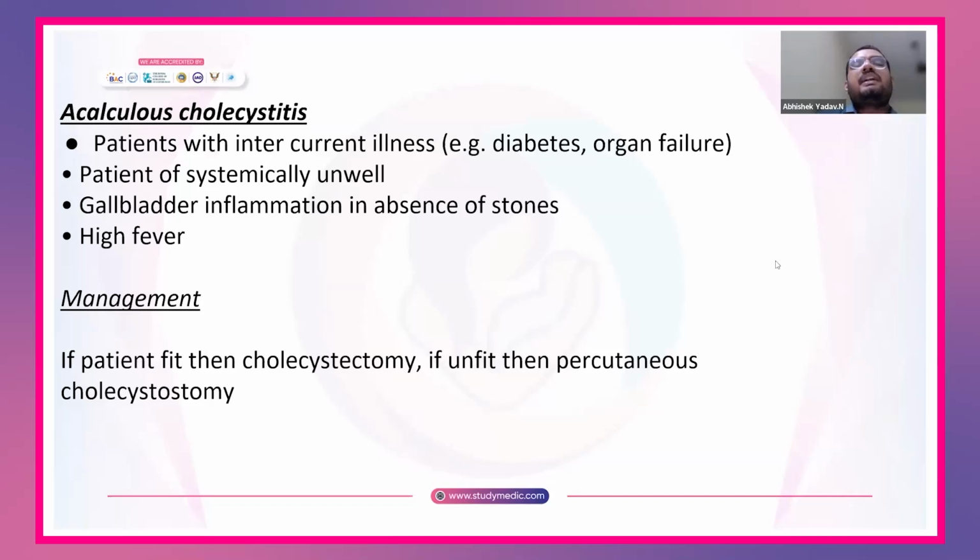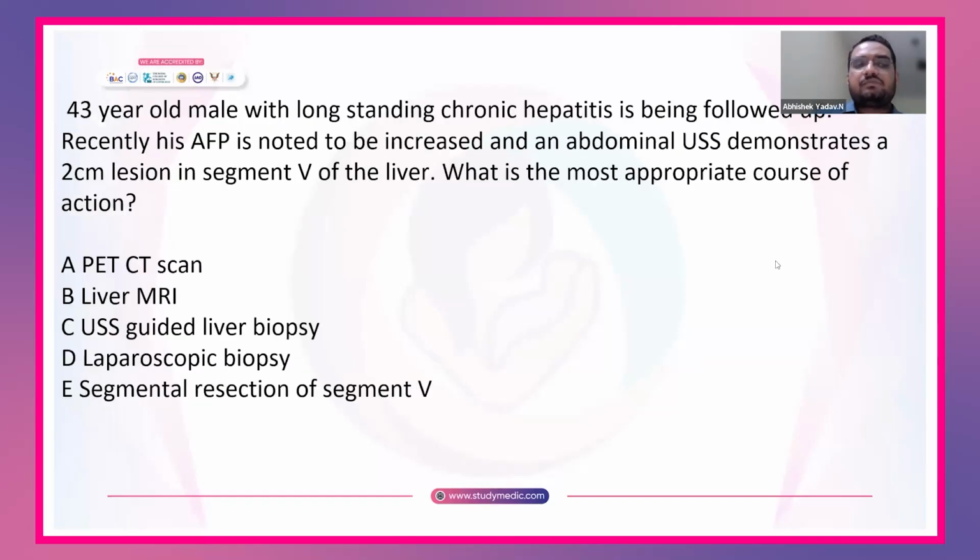Acalculous cholecystitis: here the patient will have all the features of cholecystitis, but without gallstones in the gallbladder. That's what acalculous means, and they have intercurrent illnesses. Patients will have predisposing events like diabetes, organ failure, being systemically unwell. So these are some of the predisposing factors which make a gallbladder get inflamed. Management: if the patient is fit, we go for a cholecystectomy.